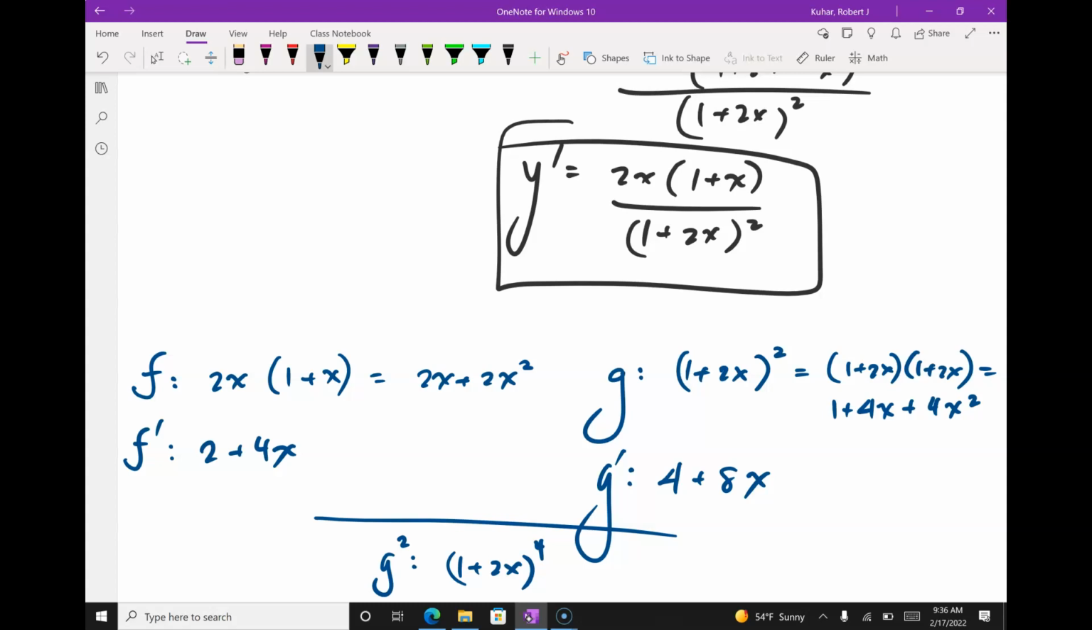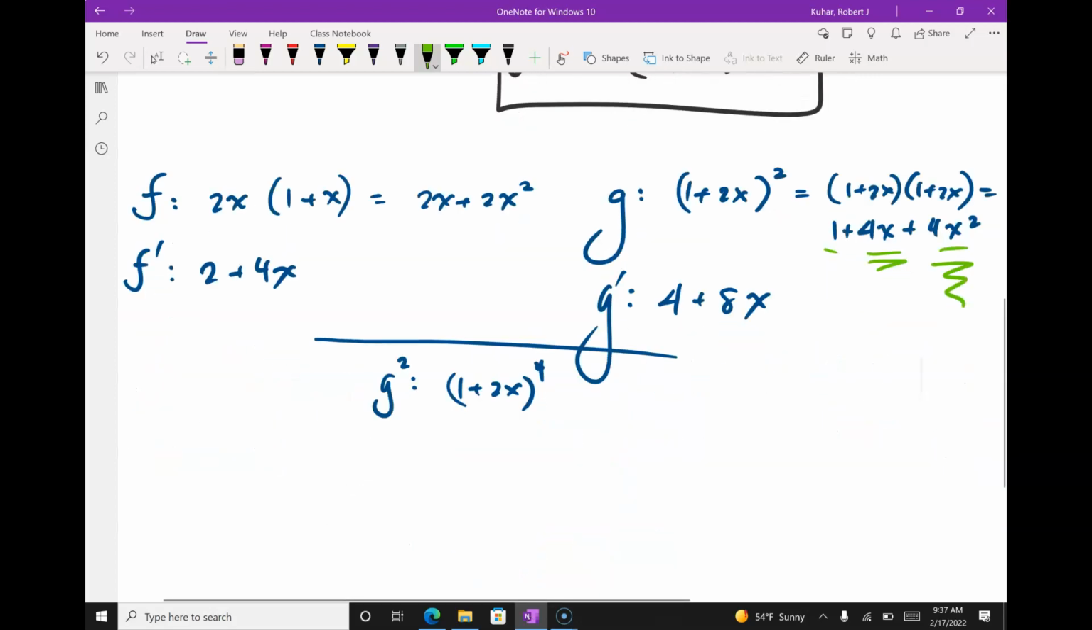How did I get the 4 plus 8x for g prime? Yeah, so you agree with the foiling, right? And then when I do my derivative, derivative of 1 is 0. Derivative of 4x, mx plus b, is 4, right? Derivative of 4x squared is 8. Bring down the 2, 8x, right? Yes, you with me? Yeah.